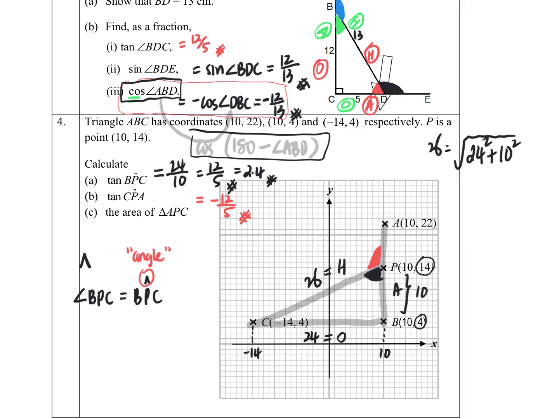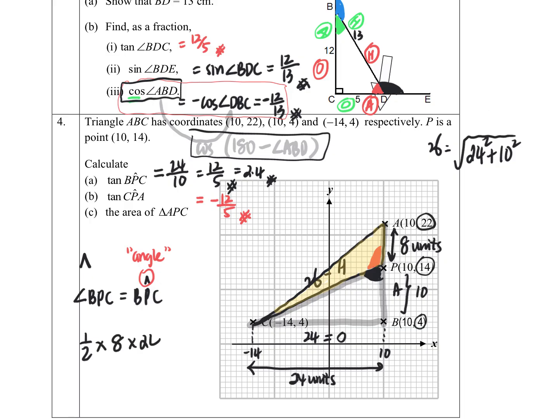Okay, last one, area of APC. This one, don't need to think so much. If I'm interested in finding the area of this slice, the yellow triangle, just give me the half times base times height will do. This is the base. From 14 to 22 is 8 units. And then the perpendicular height is here, 24 units. So you just give me your half times base times height. When it's on the grid, it's always very easy. So it's 96 units square.